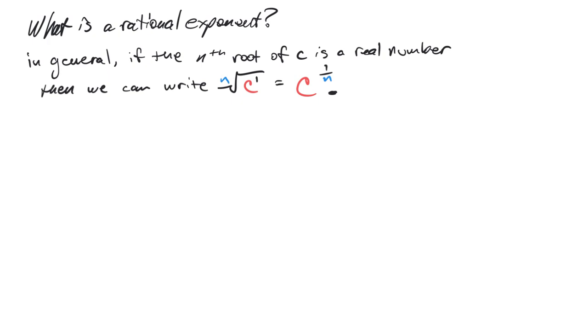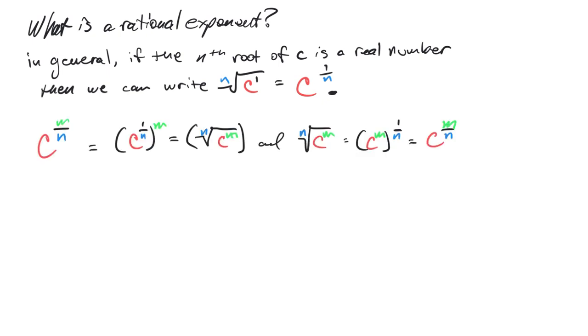We can also extend this to if the numerator here is not 1. So let's say m and n are both integers. I can have c raised to the m over n power. I could rewrite that as c to the 1 over n, that whole thing raised to the m power. This is the power of a power rule in reverse. And then I could write that using a radical: the nth root of c raised to the m power.